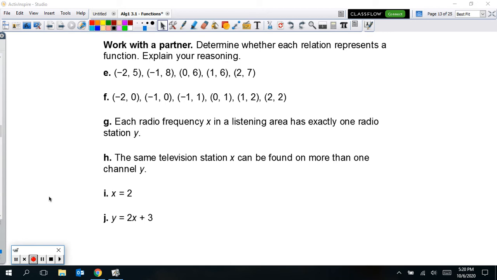Okay, so now E through J, right there, I'm going to have you try these as well. So go ahead and do E through J, same thing, determine if each relation is a function. We haven't really looked at these, but try these from G through J as well. Go ahead and pause the video, complete E through J, do your best, and then play it just to see what those answers are.